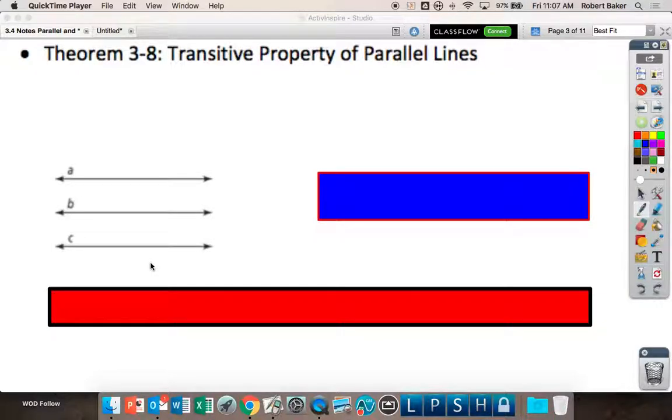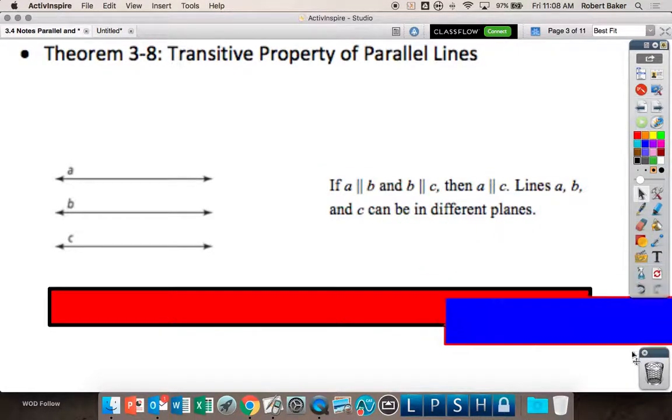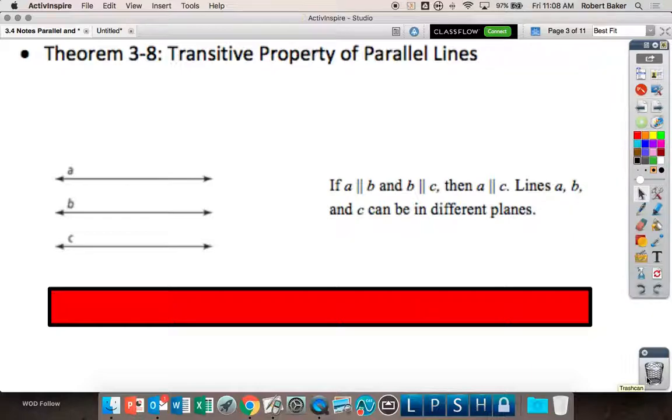If A is parallel to B and B is parallel to C, then A is parallel to C. So I wrote that. This is the book definition. If A is parallel to B and B is parallel to C, then A and C are parallel. And then small caveat, all lines must be in the same plane.